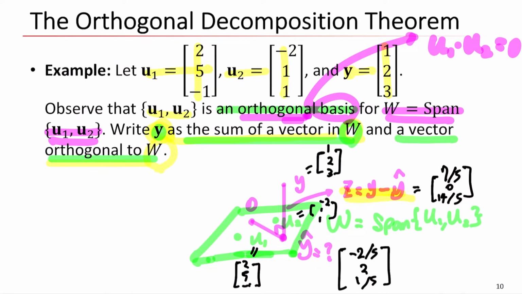Here was the example. Because u1 and u2 are an orthogonal basis for W, which is the span of u1 and u2, we can write y as a sum of a vector in W and a vector orthogonal to W. In this case, the vector in W is just y hat, and the vector orthogonal to W is z. So the problem is that we can decompose this arbitrary y into y hat plus z.